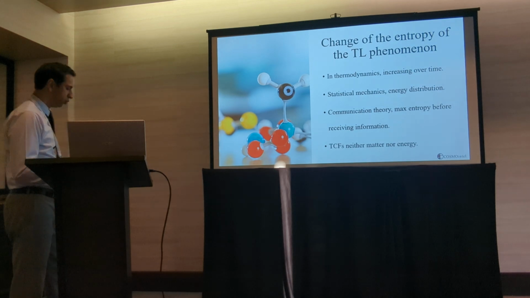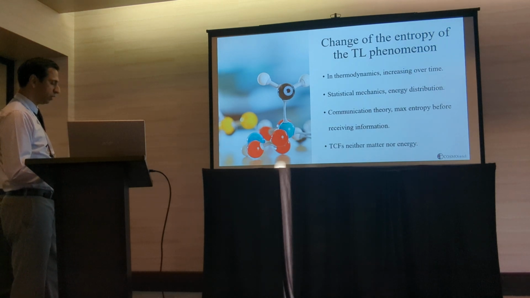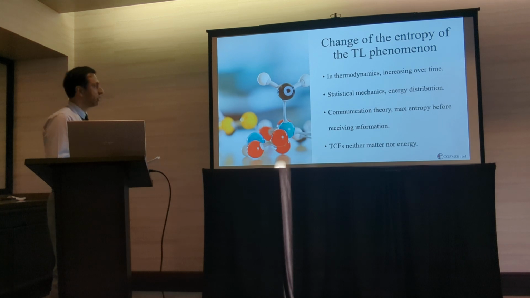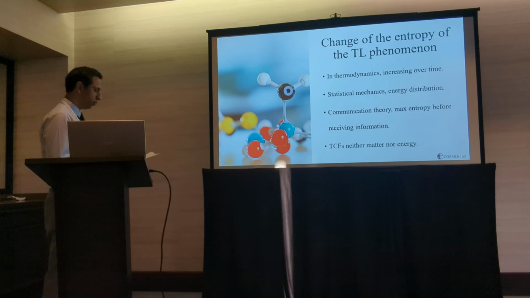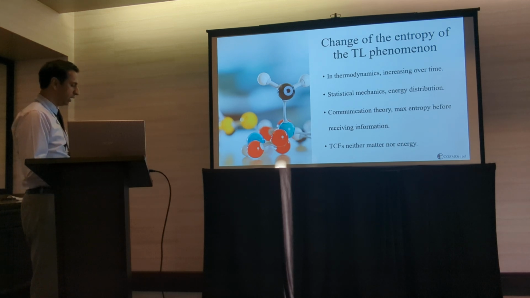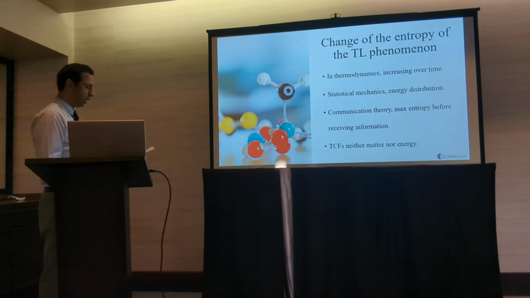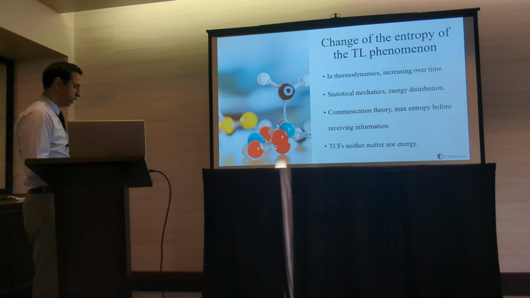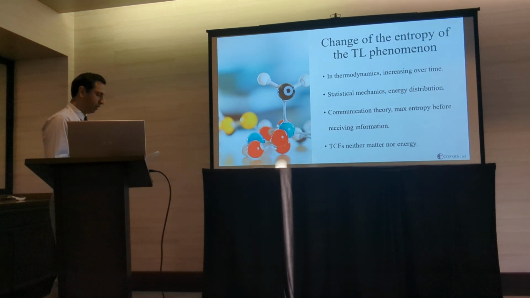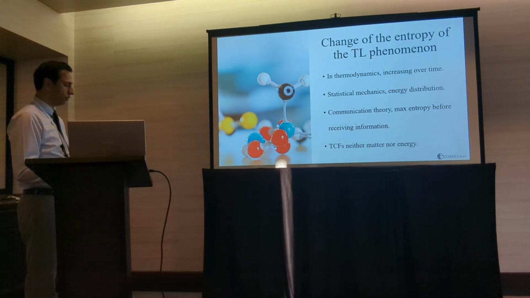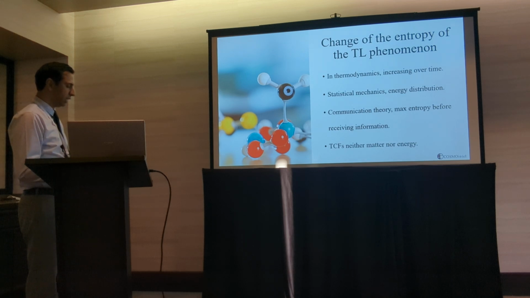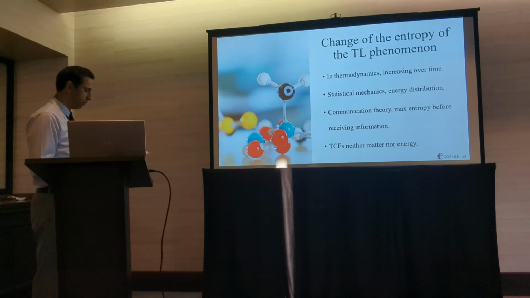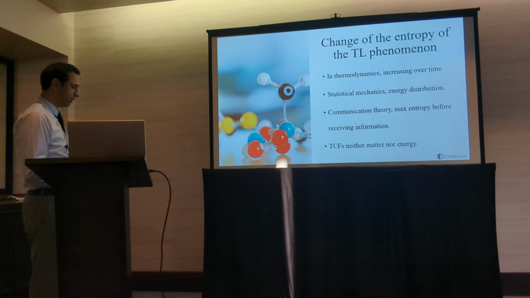In thermodynamics, entropy is a measure of disorder in a system, which increases over time according to the second law. From the statistical mechanics perspective, entropy measures the energy distribution in a system's macrostates. The third one, in communication theory, entropy reflects the uncertainty of an information source. It assumes that before receiving some information, the system is in a physical state with the maximum uncertainty or entropy. After that, it can reduce its value.